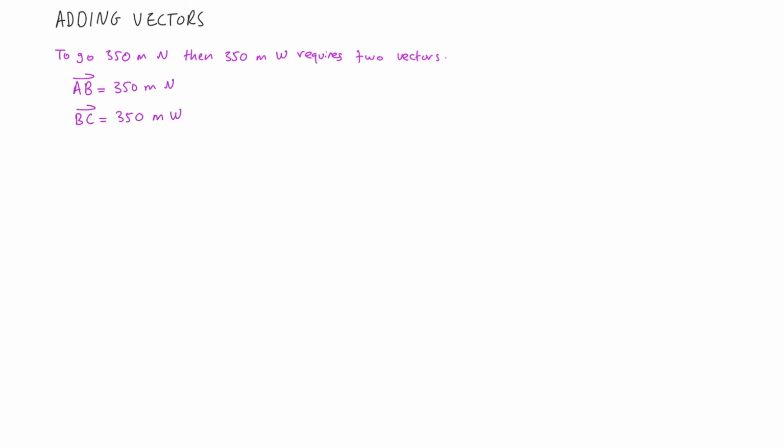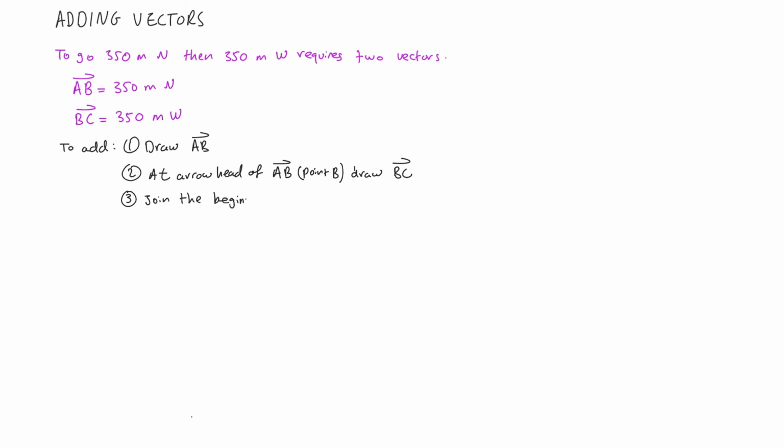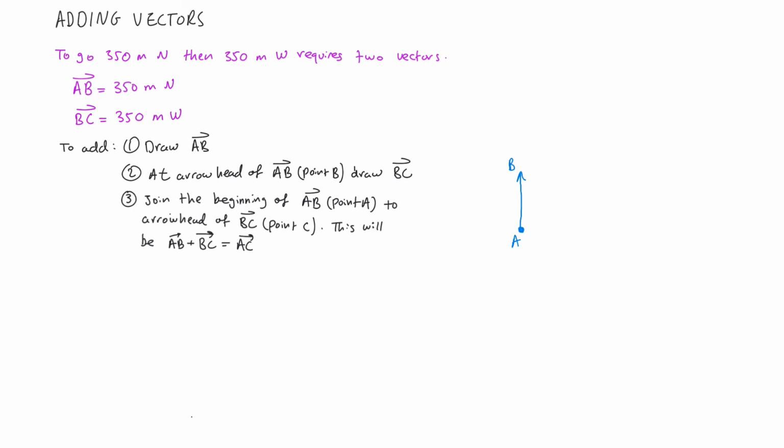To add them, step 1 is to draw vector AB. Step 2 is, at the arrowhead of AB, or point B, draw vector BC. And finally, join the beginning of vector AB, which is point A, to the arrowhead of vector BC, which is point C. This gives us vector AB plus vector BC is equal to vector AC. Looking at the diagram, first we draw vector AB, which is 350 meters north. Then we add vector BC at the arrowhead of AB, and then we draw the resultant from point A to point C.